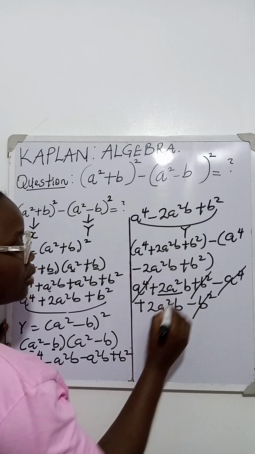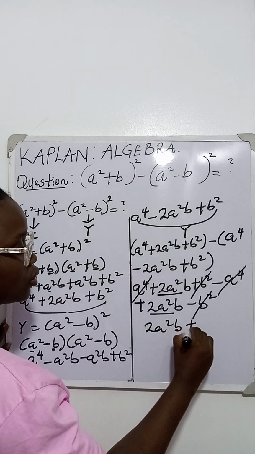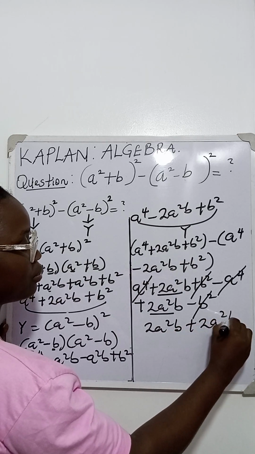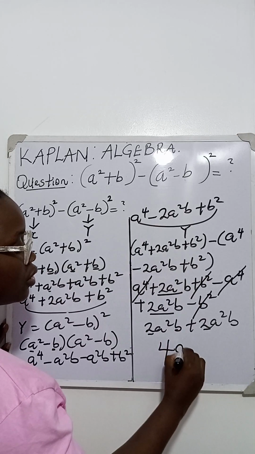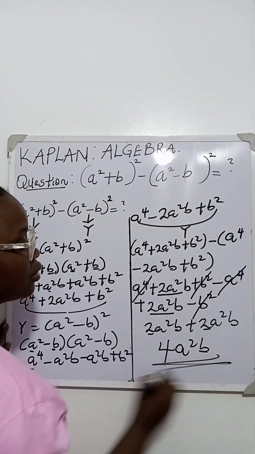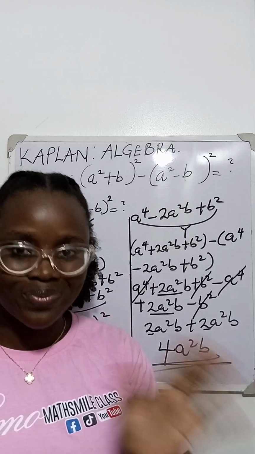So we have this and this, which is 2a squared b plus 2a squared b. 2 plus 2 is 4a squared b. And that's the solution to the expression. Thank you.